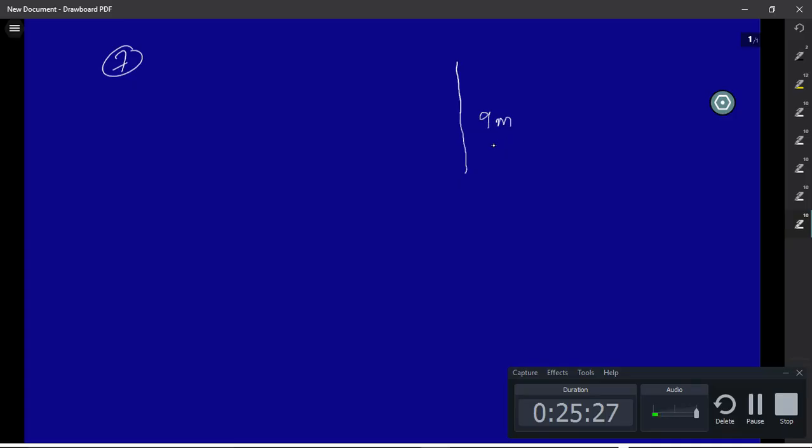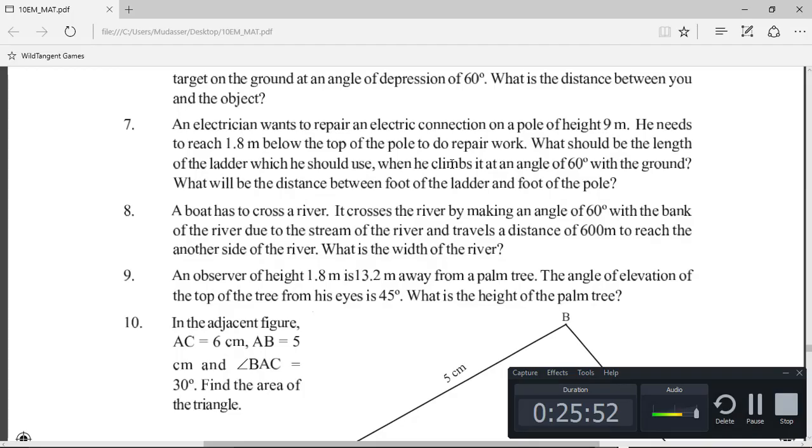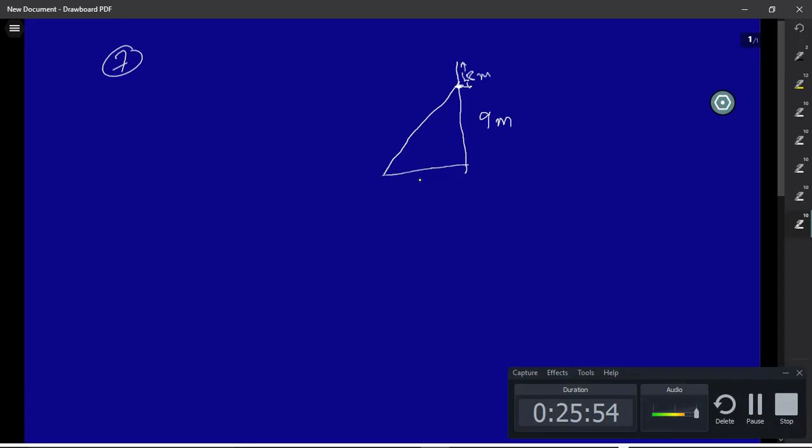So this is simple. There is an electric pole which is 9 meters high, and this guy is climbing down 1.8 meters below. So let's say this is 1.8 meters. This thing from here to here, this is 1.8 meters. So he is climbing down 1.8 meters, and then they have placed a ladder like this, which is making an angle. What is the angle it is making? It is making an angle of 60 degrees with the ground.